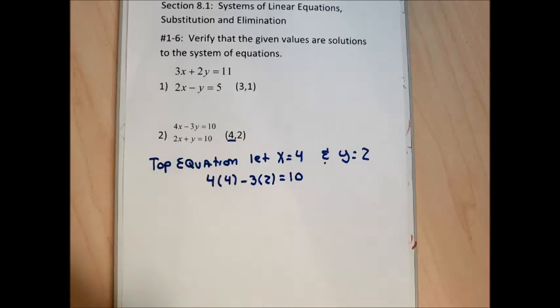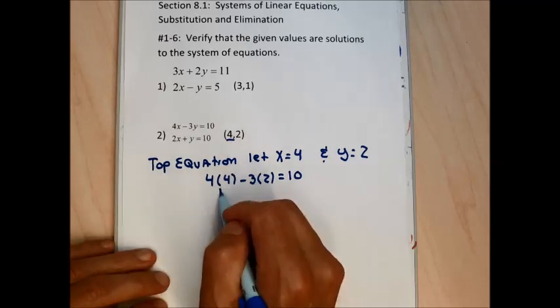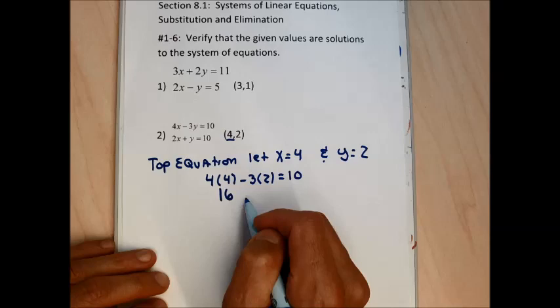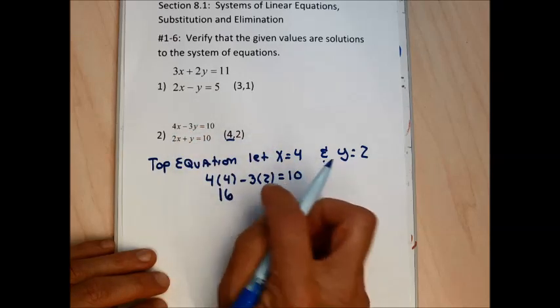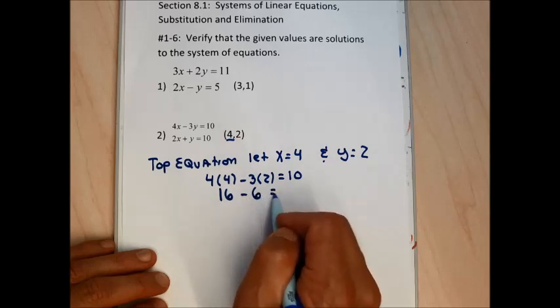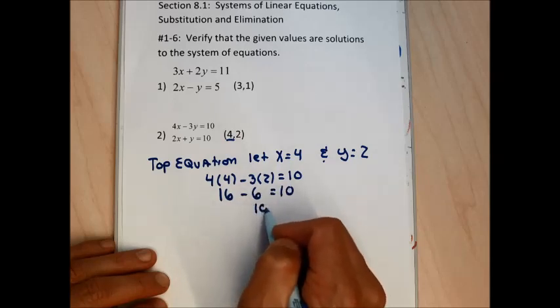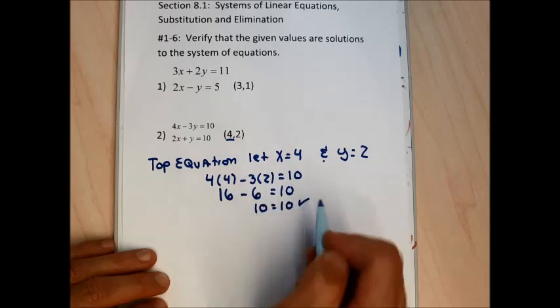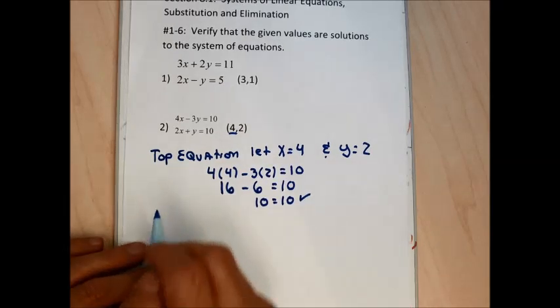And it's going to work because when I do the math here, 4 times 4 for the 4x is 16, and minus 3 times 2 for the minus 3y is minus 6. That's going to give me 10 equal to 10. So 4, 2 is a solution to the top equation.